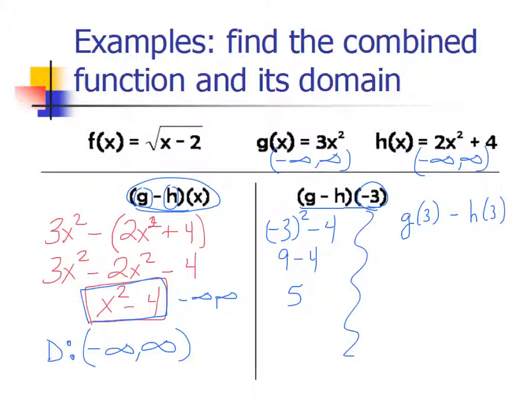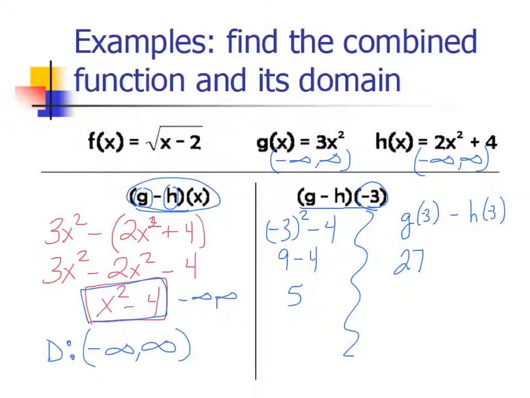So if I plug into the g function, not 3, negative 3. We're plugging negative 3 in for both of those. Okay, so plug in negative 3 and square it. That would be 9 times 3. Well, that's a 27.